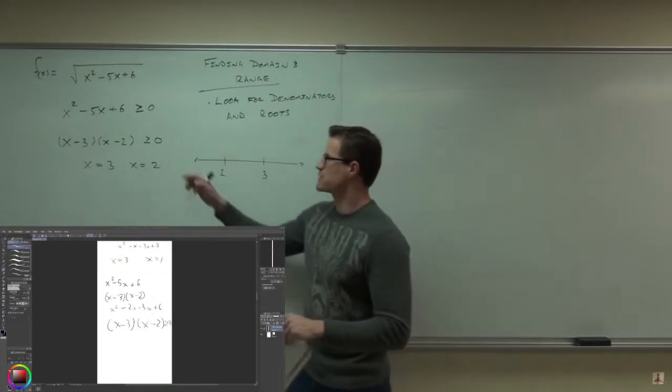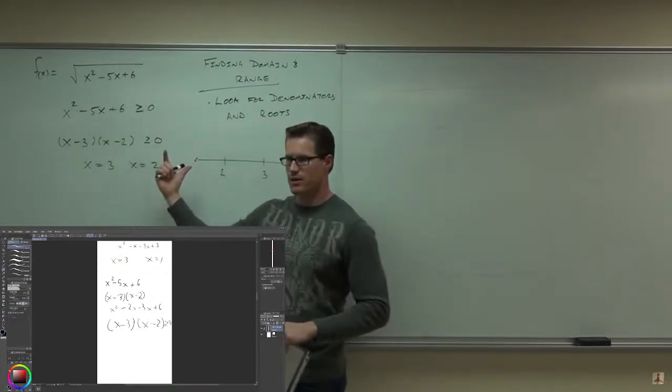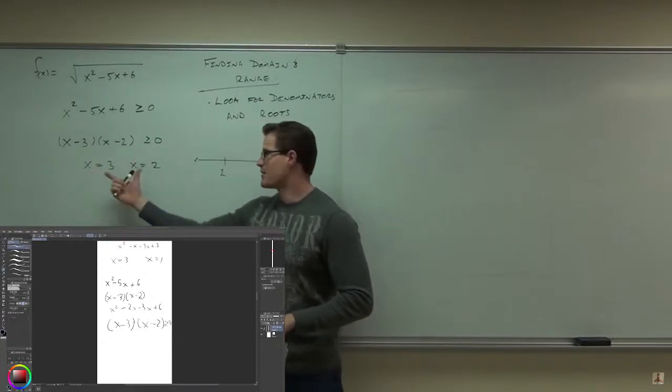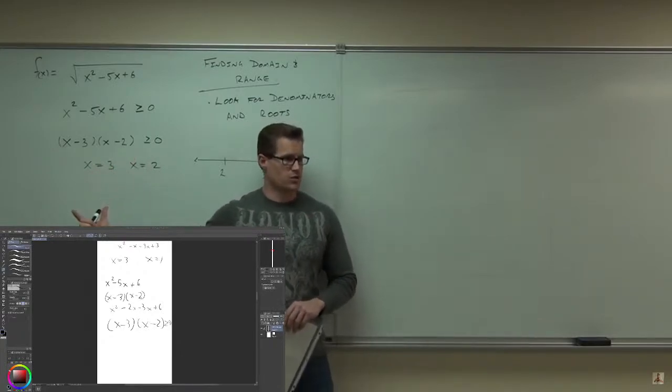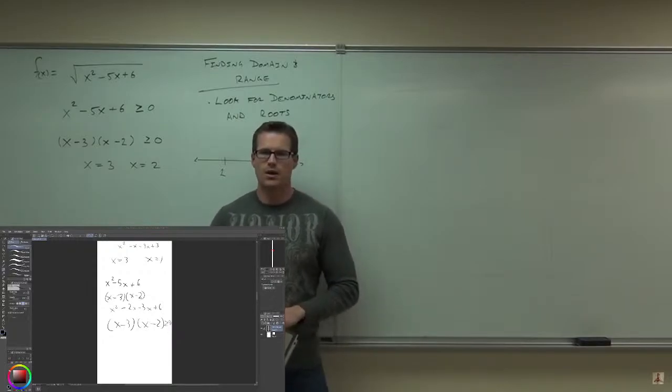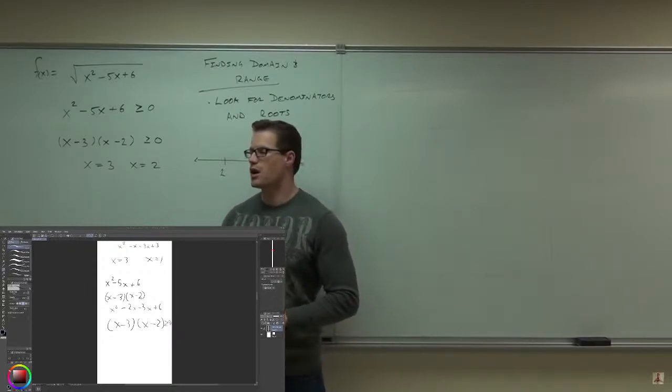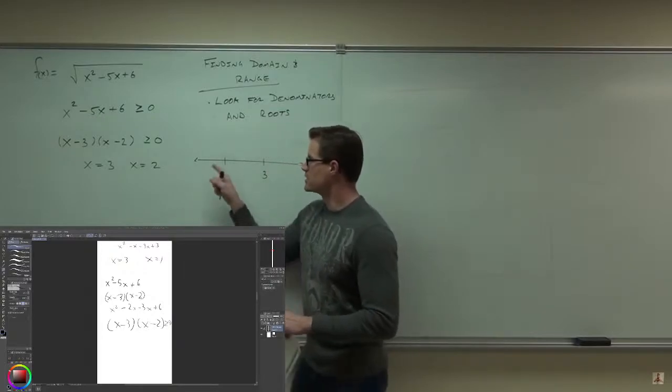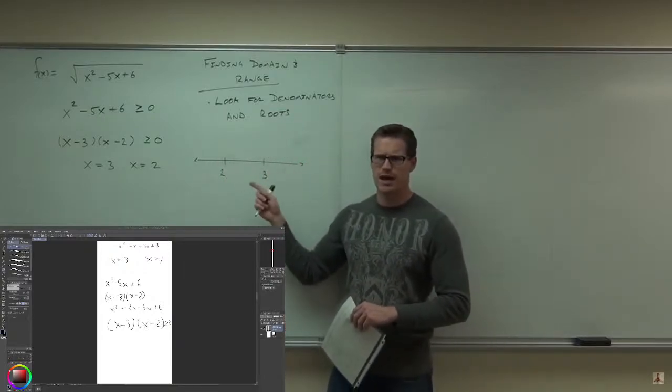So notice what we've done. We've said, okay, we know the inside has got to be bigger than or equal to 0. We factored it. We have some key points here. We've got x equals 3, x equals 2. We put them on a number line. Now here's how to determine when you're going to be okay in your function and when you're not. If you test a point for each of these intervals, how many intervals do we have?